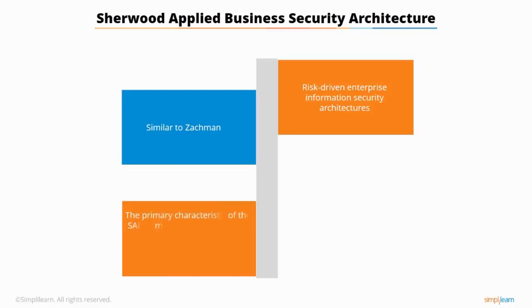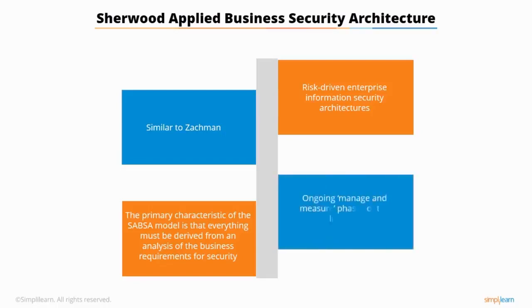The primary characteristic of this Sherwood Applied Business Security Architecture is that everything must be derived from an analysis of the business requirements for security. So you look at what that business needs for security and see if that's being met. It also involves an ongoing what they call manage and measure phases of the life cycle. In other words, you're continually measuring how close we are to meeting those business requirements, and we manage so that we make sure we're constantly meeting those measurements. I personally think that Sherwood Applied Business Security Architecture should be used in combination with Zachman to give you a more comprehensive understanding of the business.